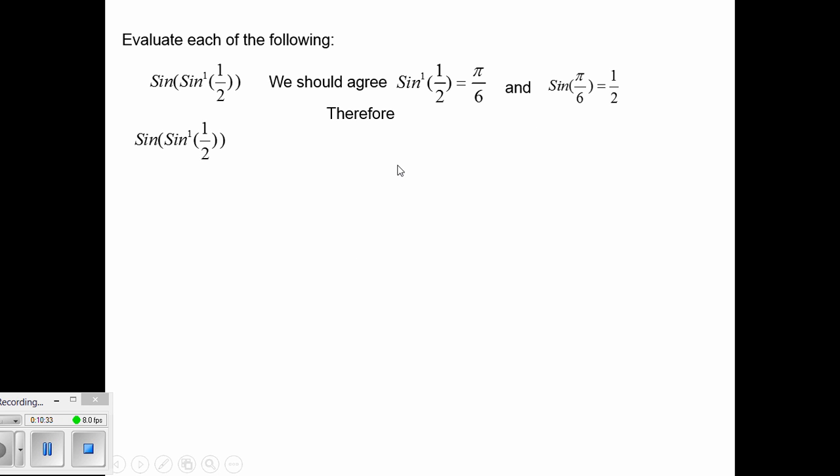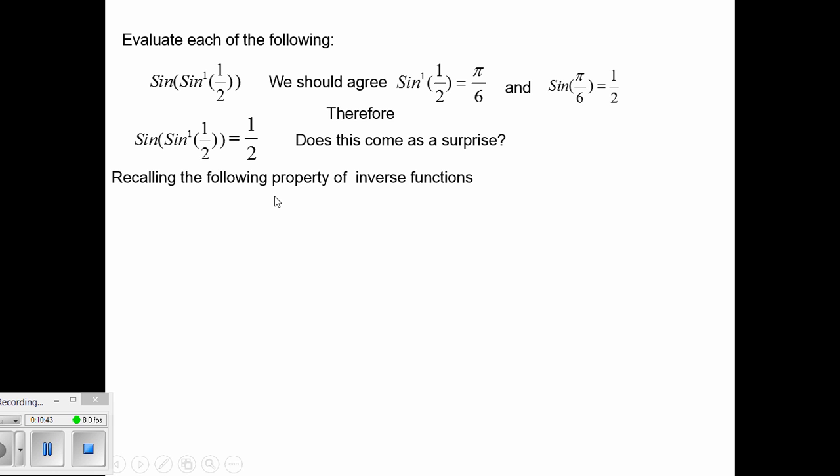The sine of the inverse sine of 1/2. We can move from the inside out, okay? So if we agree that the inverse sine of 1/2 is pi over 6, then this is simply saying what is the sine of pi over 6? Okay, and the sine of pi over 6 is 1/2. So the sine of the inverse sine of 1/2 is equal to 1/2. That shouldn't come as a surprise because we're dealing with inverse functions.